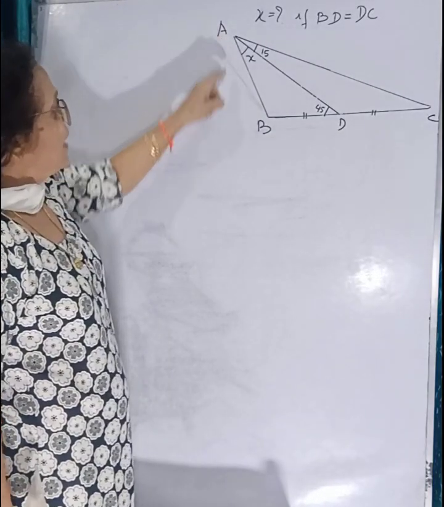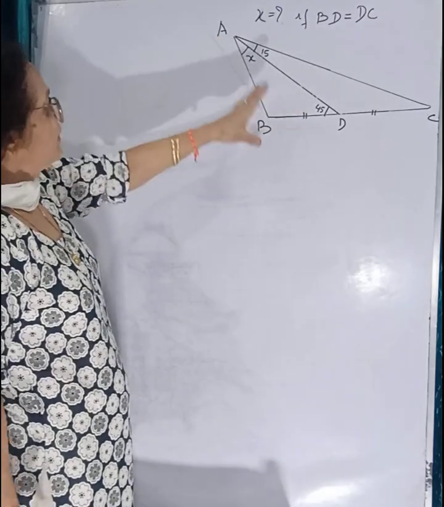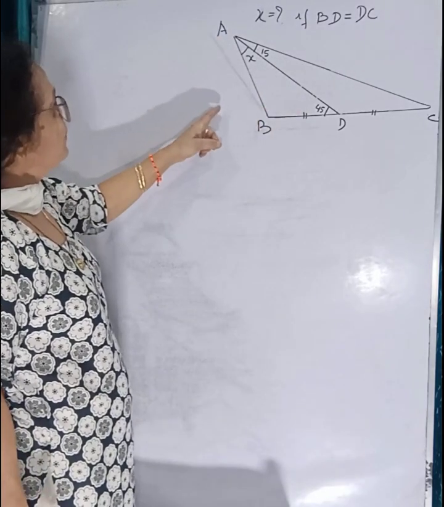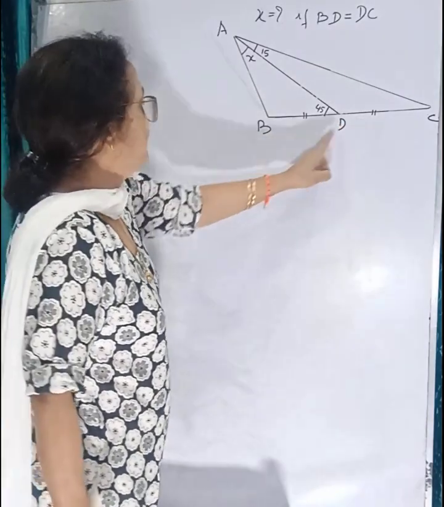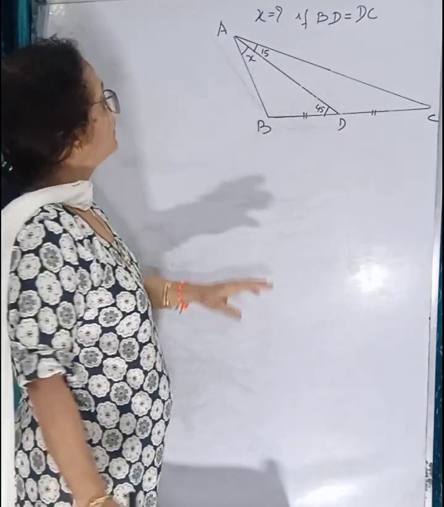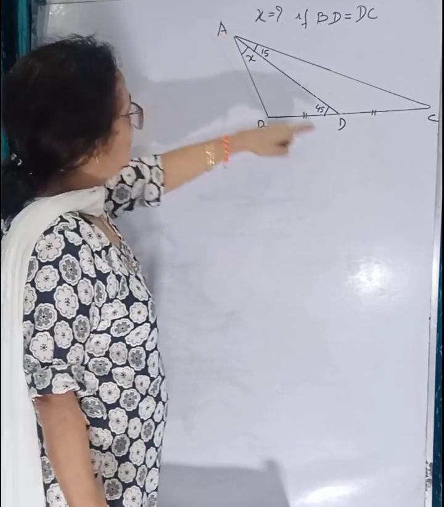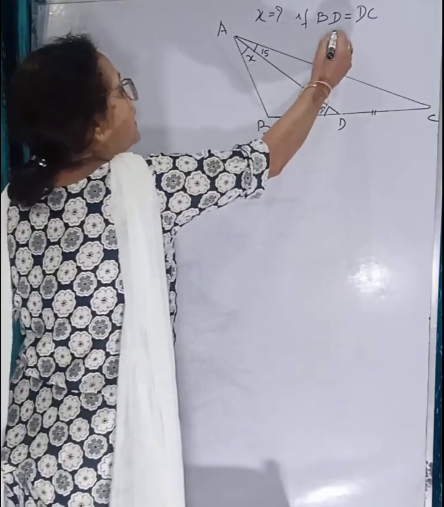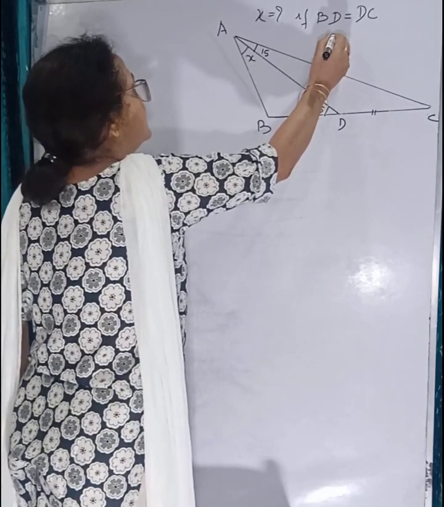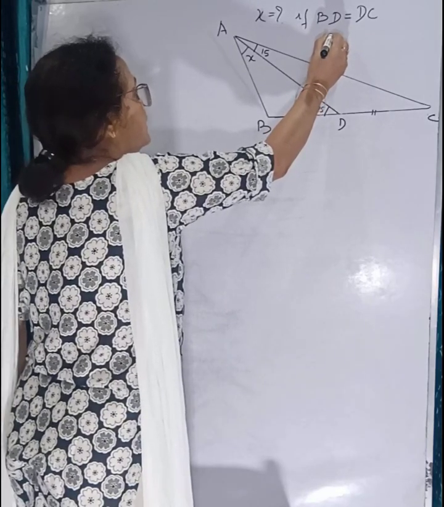Here's a triangle ABC, a triangle in such a way that BD is equal to DC. It means they both are equal to each other. And we have joined this AB at angle 45. This angle is 45. This angle is also given to us. Two angles are given to us.